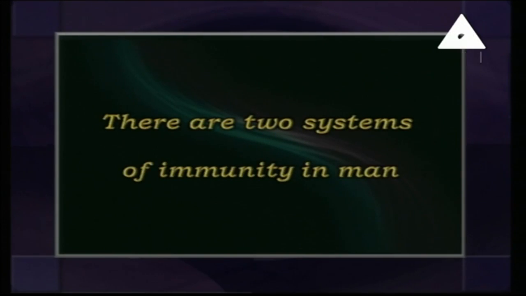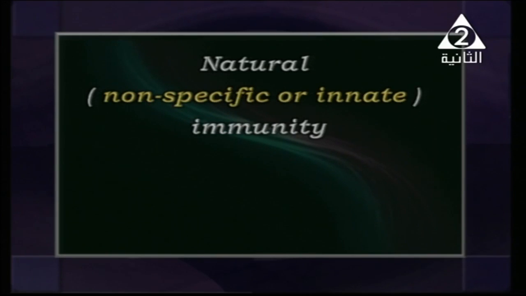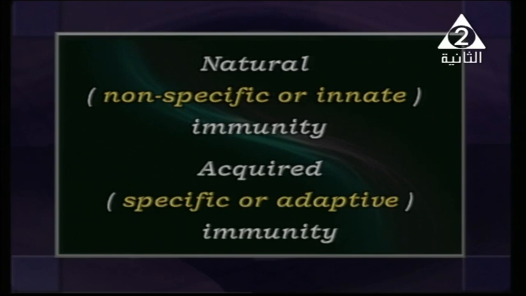There are two systems of immunity inside our body. Two main systems, okay? The first one is called the natural or non-specific or innate immune system. This is the first one, and we're going to study this type in detail right now, okay? And the acquired one, or specific or adaptive immunity.